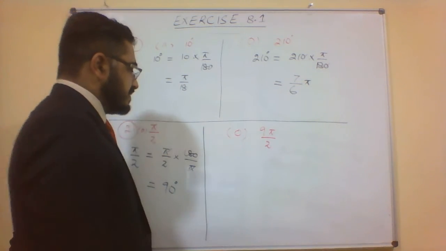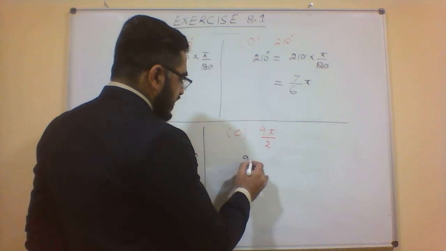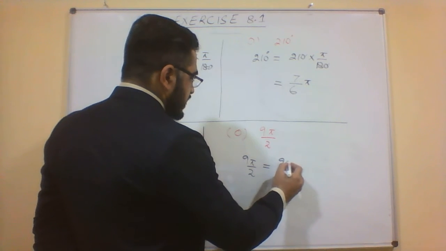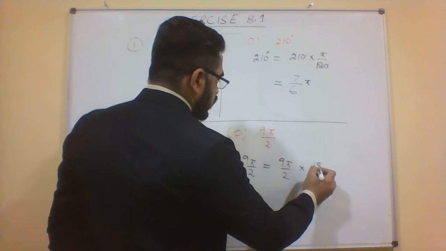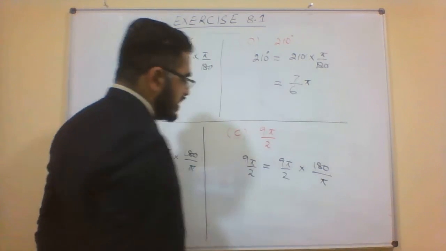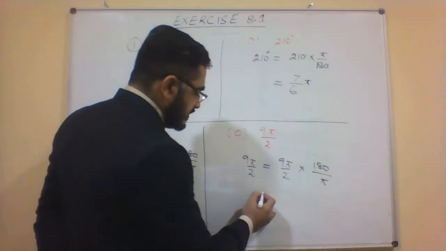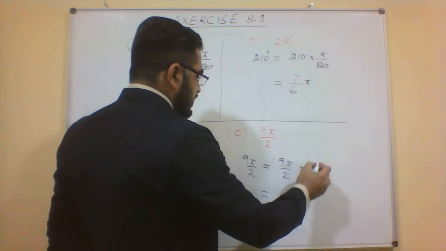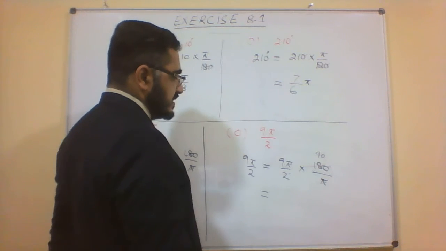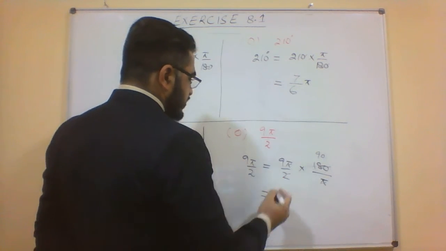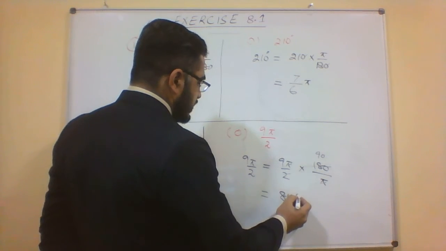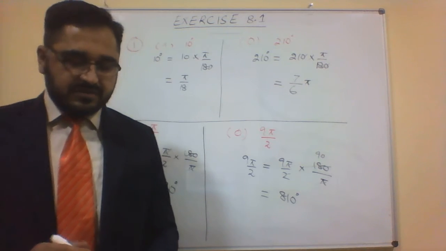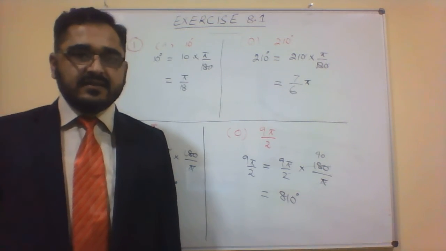And the last part of question number 2 is 9 pi divided by 2 radian is how much degree? 9 pi divided by 2 into 180 divided by pi. Now we will simplify. This pi cancels with pi, this 2 cancels with this 180, 9 twos are 180. Then 9 into 90 will be 810 degree. It means 9 pi divided by 2 will be equal to 810 degree.